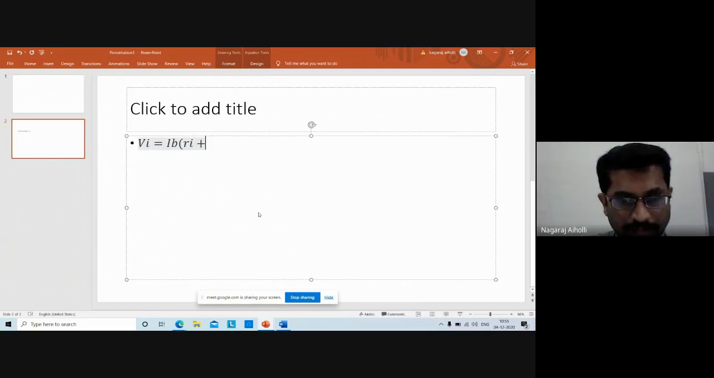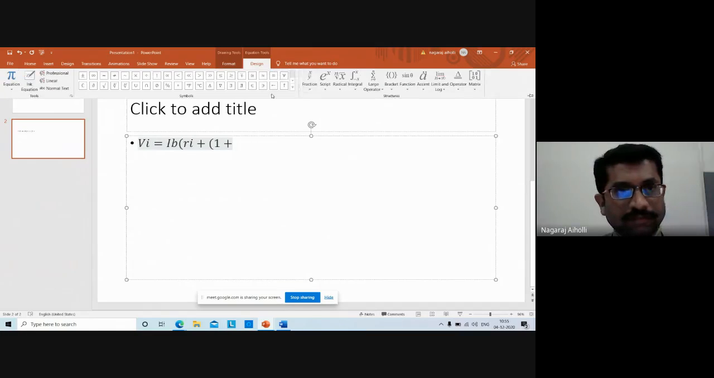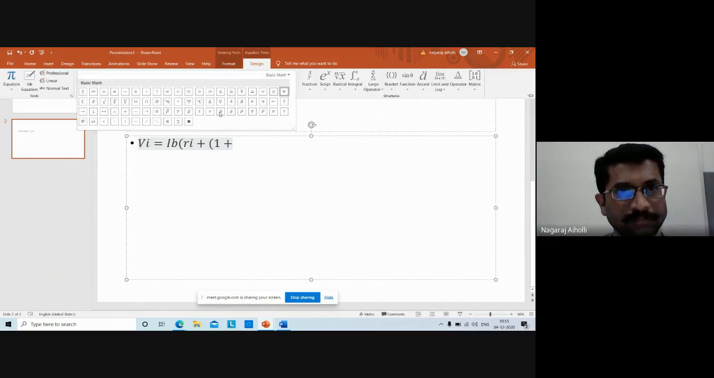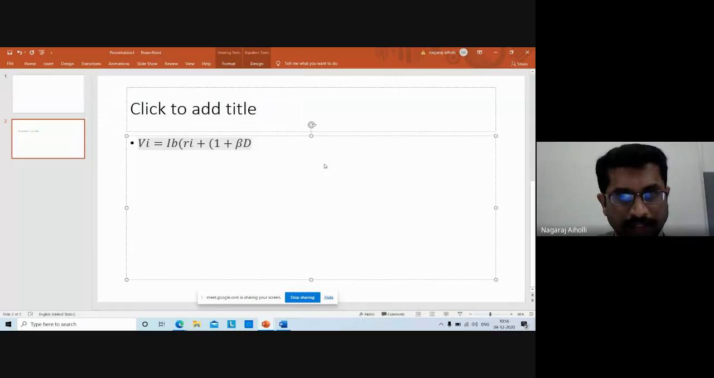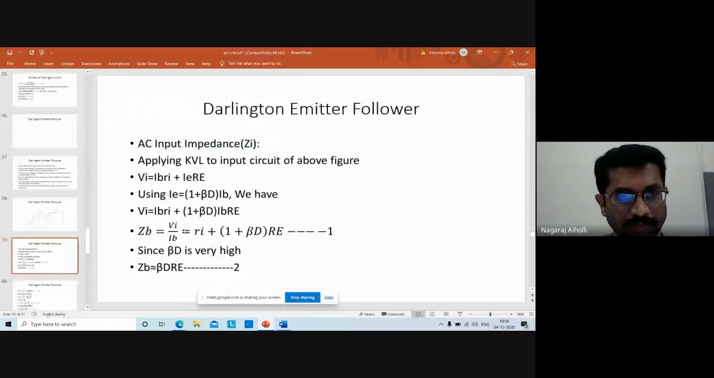Ri plus (1 plus beta d) into Re. Just see, Vi is equal to Ib into Ri plus (1 plus beta d) into Re.